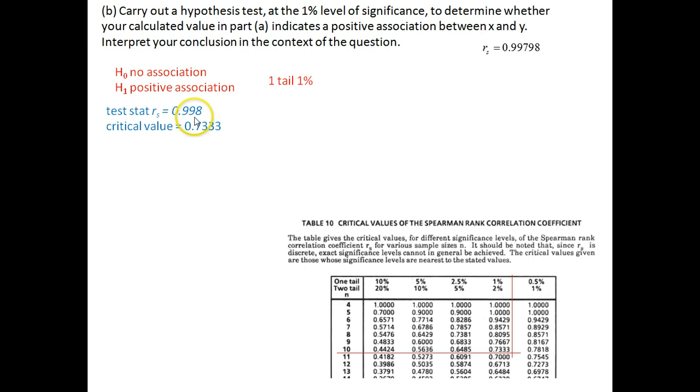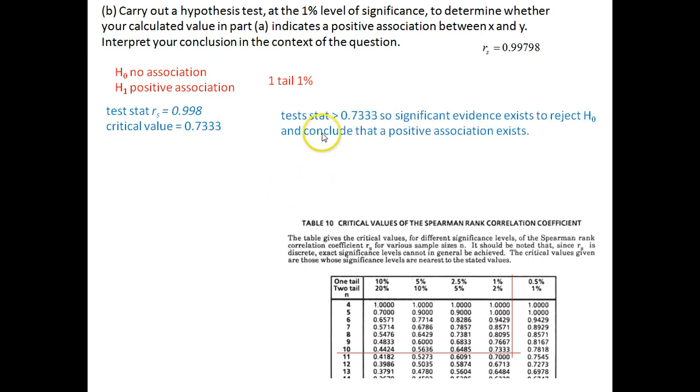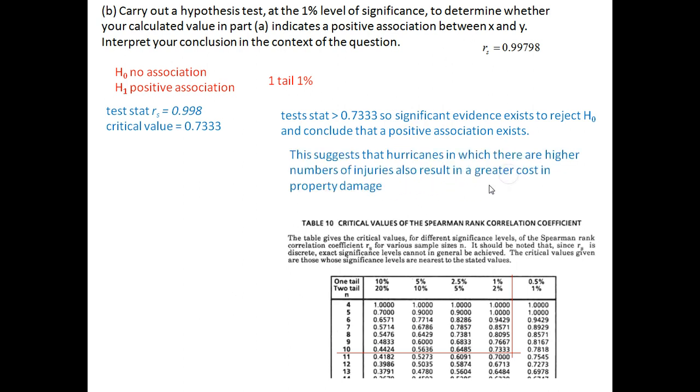Now 0.998 is greater than 0.733, so there is significant evidence to reject H0 and conclude that there is a positive association. This suggests that hurricanes in which there are higher numbers of injuries also result in a greater cost in property damage.